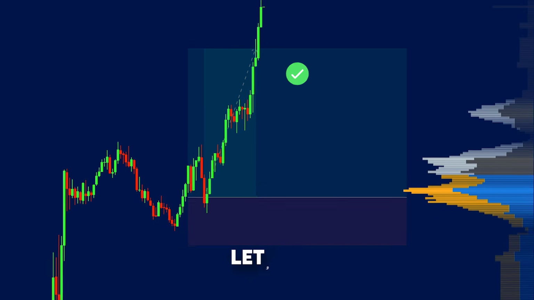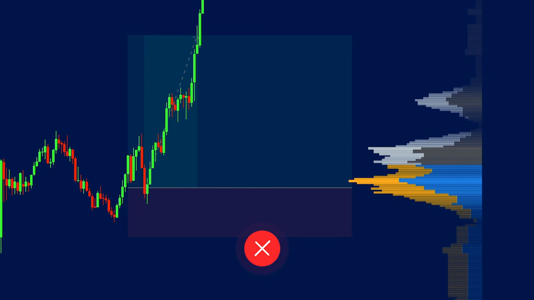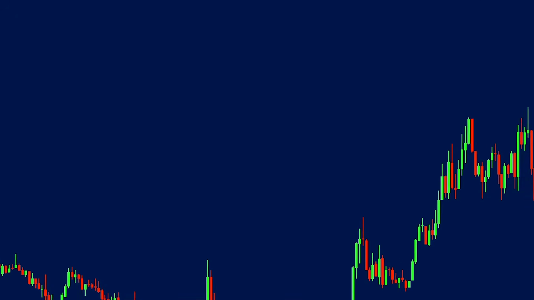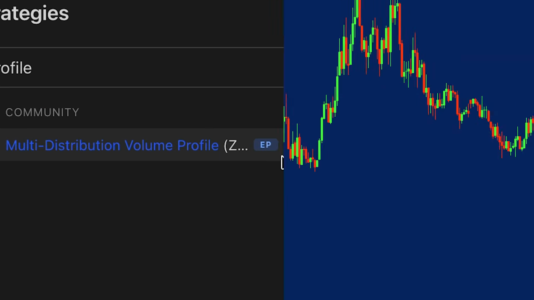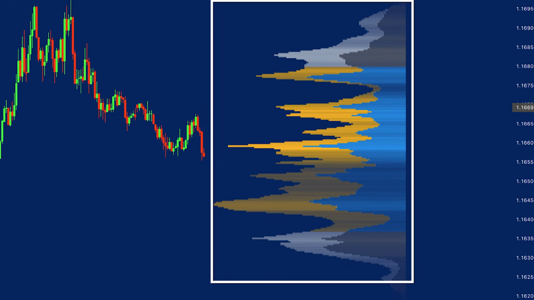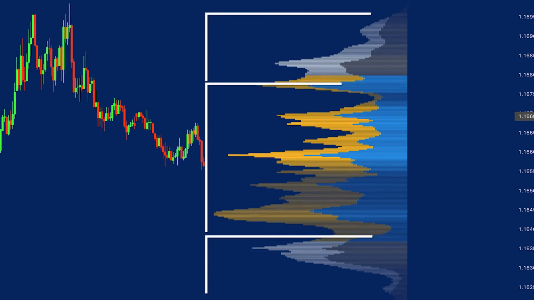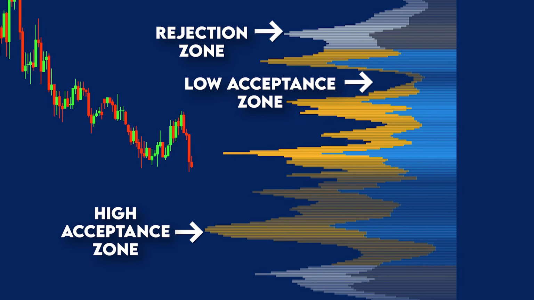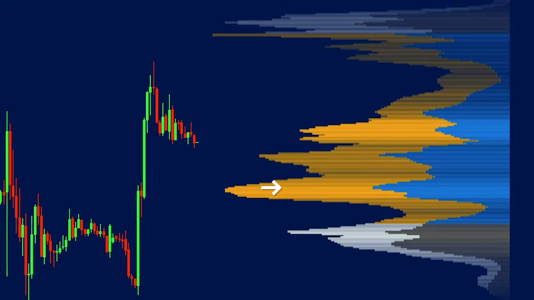Let's break it down. If you think all high volume nodes mean support or resistance, you're already on the wrong side of the trade. To add it, open TradingView and search Multi-Distribution Volume Profile by Zierman. Once applied, you'll immediately notice something different. This isn't one volume bell curve stretched across your chart. It segments price action into separate distributions, each representing a distinct auction phase. Each distribution has its own value area, point of control, high volume acceptance zones, low volume rejection zones.